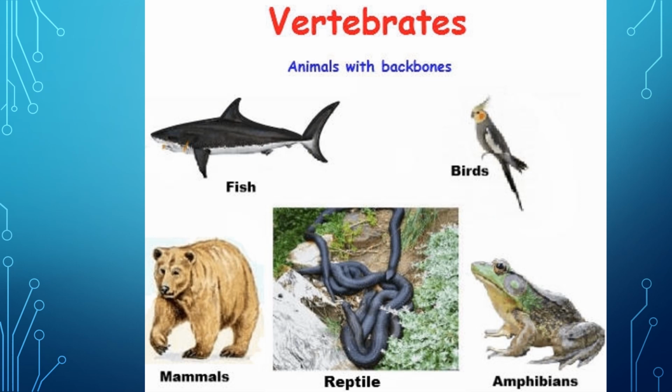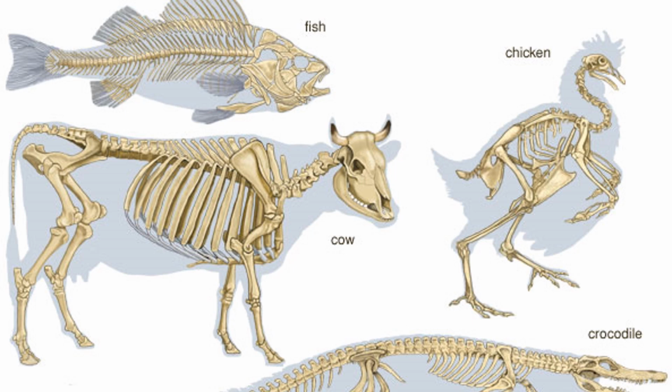So again, vertebrates are animals with backbones. There are 5 groups of vertebrates. They are the mammals, the reptiles, the amphibians, the birds, and the fish. You can see in this picture the backbone and the bones inside of vertebrates. Here we have a fish, a mammal, the cow, a bird, the chicken, and a reptile, the crocodile, and all of them are vertebrates, and you can see their backbones. We, of course, are also vertebrates.